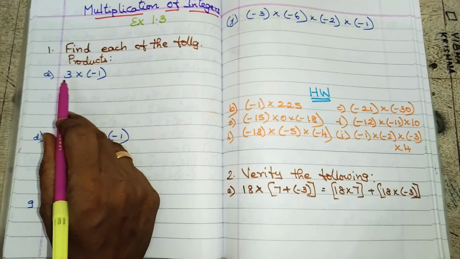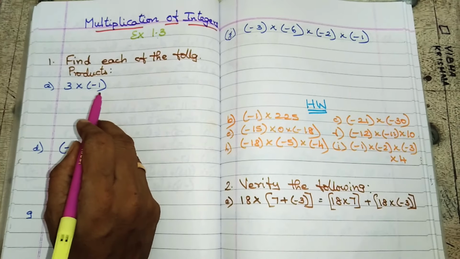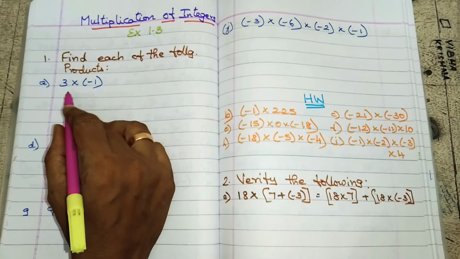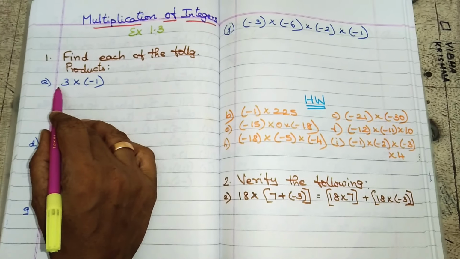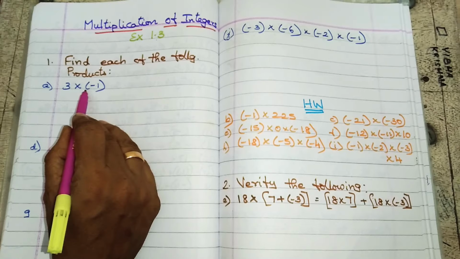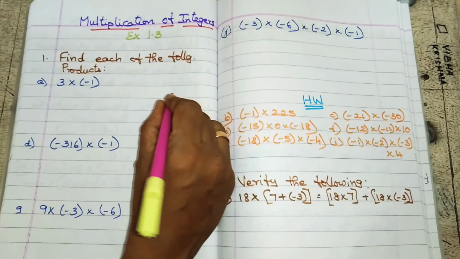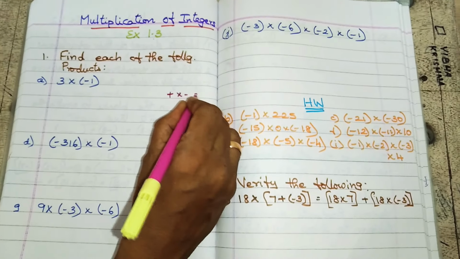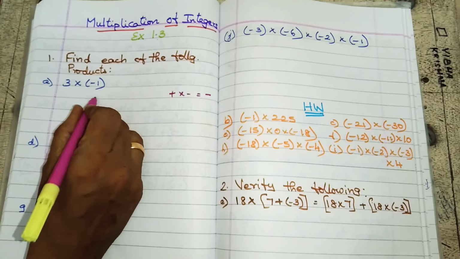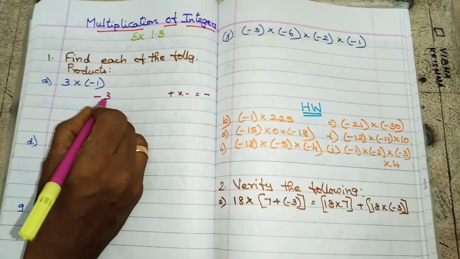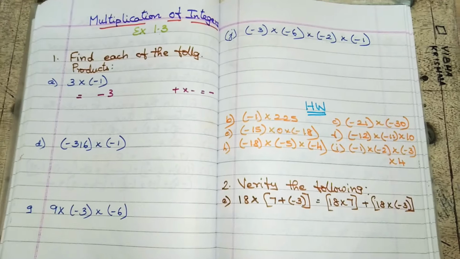So all of us know any number multiplied by 1 is going to be the same number. So here I am going to just first multiply the sign. 3 has got a positive sign and 1 has got a negative sign. So plus into minus is minus. So minus 3 ones are 3 will be your answer.